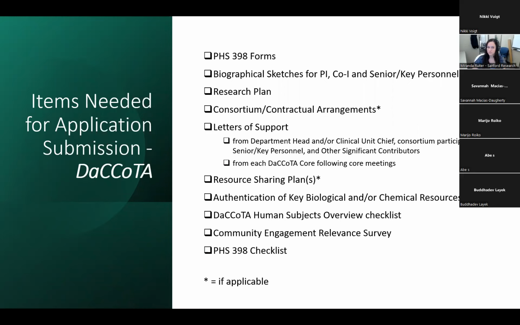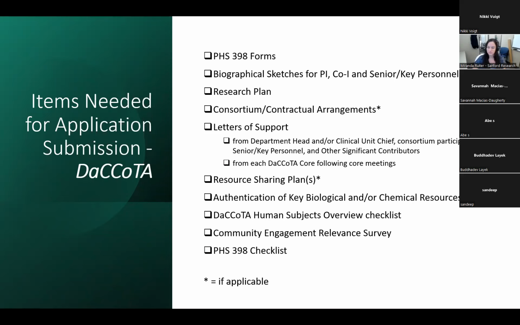And then you have resource sharing plans, authentication of key biological and chemical resources, a DaCCoTA human subjects overview checklist. This will state where in the IRB process you are. A community engagement relevance survey. This is new this year. This is just a checklist survey that says what communities your research is relevant to. And these are communities that are identified by the CEOC of the DaCCoTA. And then you have the PHS 398 checklist, and this is from NIH.